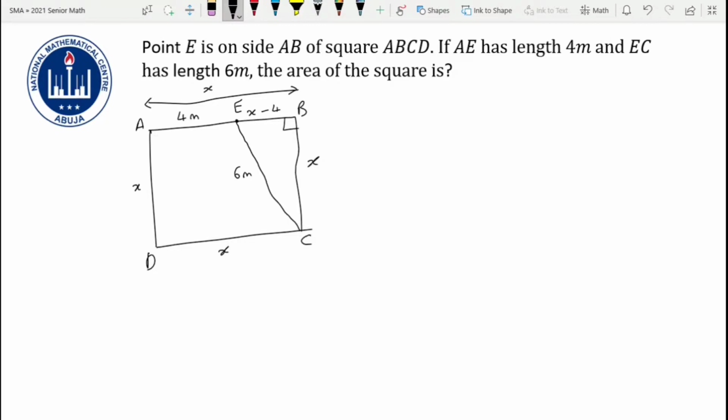Since this is a square, all these angles are right angles. So we'll have a right angle triangle EBC. And by Pythagoras theorem, we know that EB squared plus BC squared is going to be equal to EC squared. Length EB is x minus 4. So we'll have (x minus 4) squared here plus BC squared, which is x squared, equals EC squared, which is 6 squared. We'll now expand the equation we have here and see what we get.